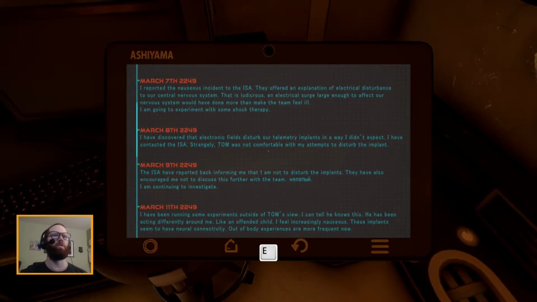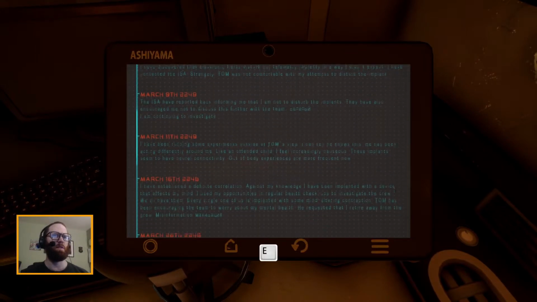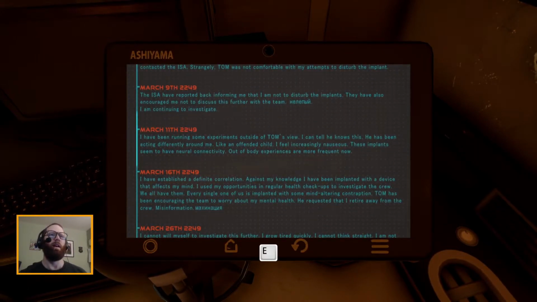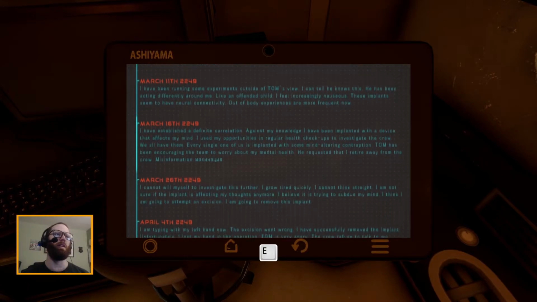And then something in Russian. I am continuing to investigate. I've been running some experiments. Good, this guy doesn't care. Outside of Tom's view, I can tell he knows this. He has been acting differently around me, like an offended child. I feel increasingly nauseous. These implants seem to have neural connectivity. Out-of-body experiences are more frequent now. More frequent? You already have them, huh?